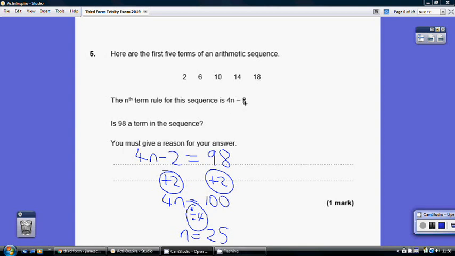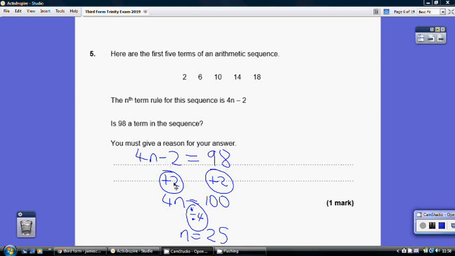Now, is 98 actually in this sequence? Is there a position in the sequence such that we get the answer 98? To establish that, we set our expression equal to 98 and solve to find n. If n is a whole number, then it's a genuine position and we can say yes, 98 is in the sequence. But if n is not a whole number, there is no such position in the sequence, so we conclude that 98 is not in the sequence.